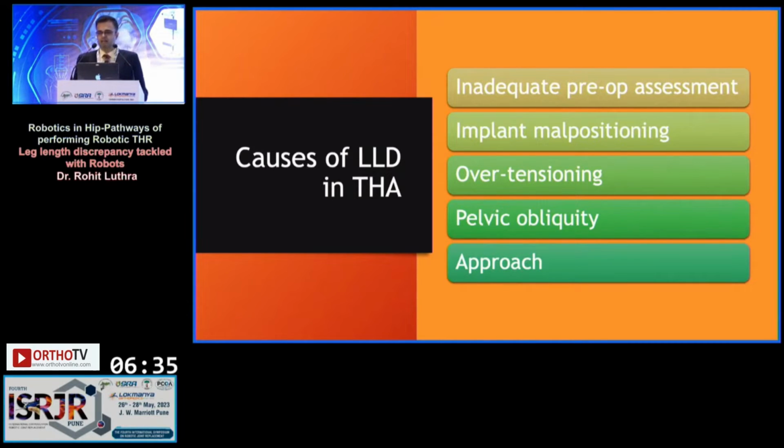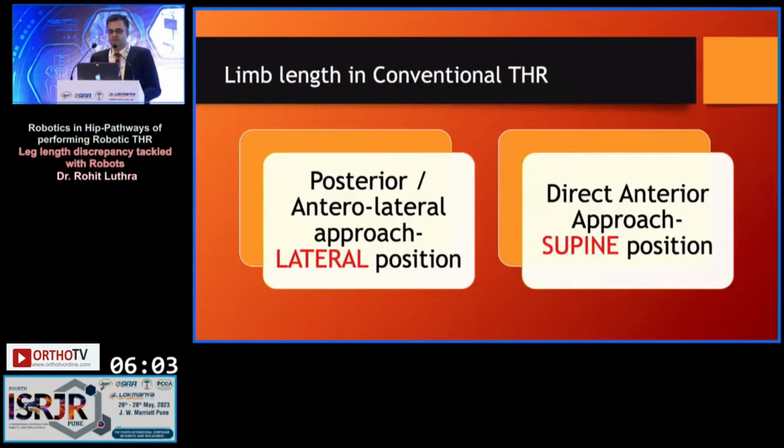So the most important cause is inadequate pre-op planning, implant malpositioning, over-tensioning of the hip, which we all do to avoid any dislocations. We don't want dislocation, which is again a big nightmare. So we try to over-tension the hip, and pelvic obliquity, as we already saw, and the approach. So you can reduce the dislocation by changing the approach. If you are doing a posterior, you can go to an anterior and still reduce the dislocation rate. Also, you can reduce your limb length discrepancy because you can go at the foot end of the patient and measure the limb length. So limb length in conventional THR.